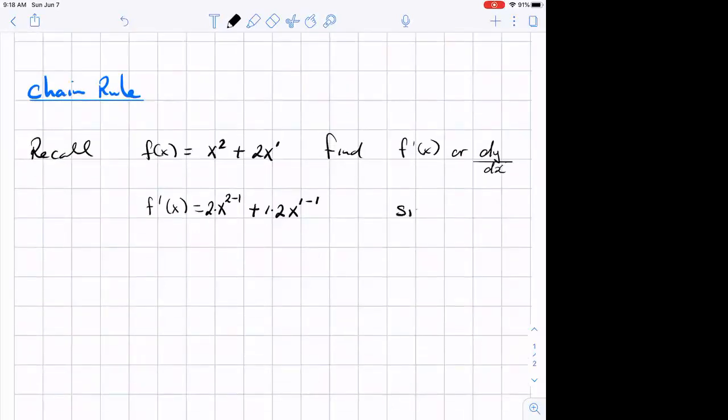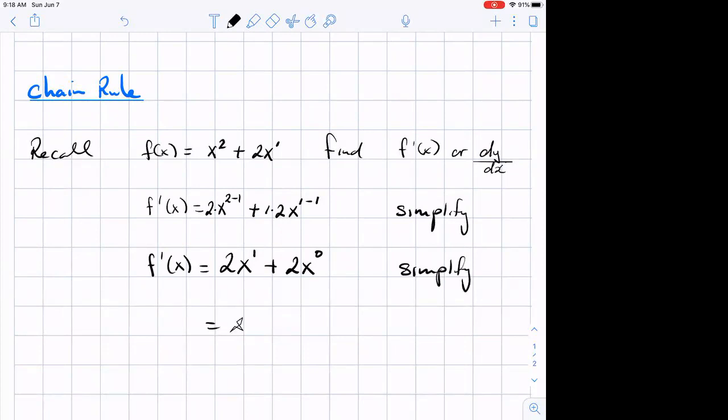And now we simplify. So this becomes f prime of x is equal to 2x to the first power plus 2 times x to the 0 power. And if we simplify again, x to the 0 we know is 1. So we end up with 2x plus 2, right? Recall, anything to the 0 power is equal to 1. So 2 times 1 is 2. So this is f prime of x.